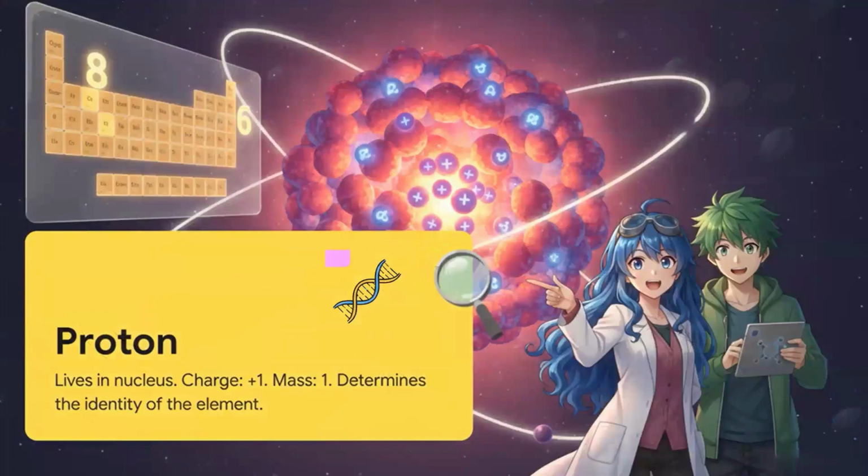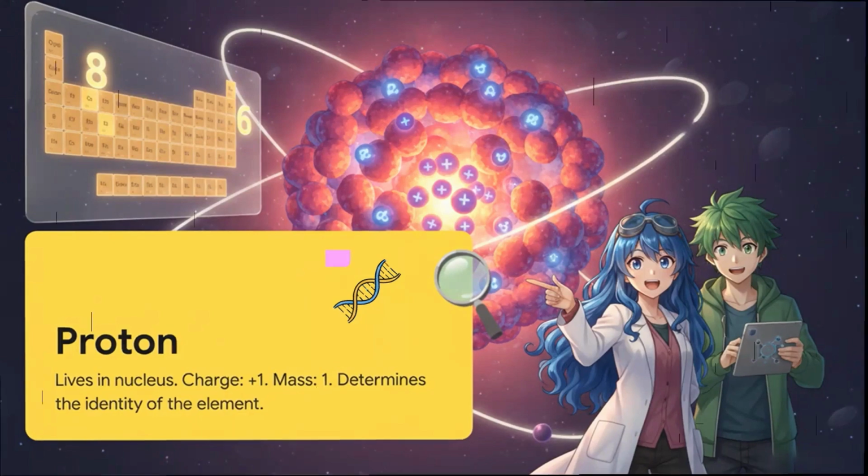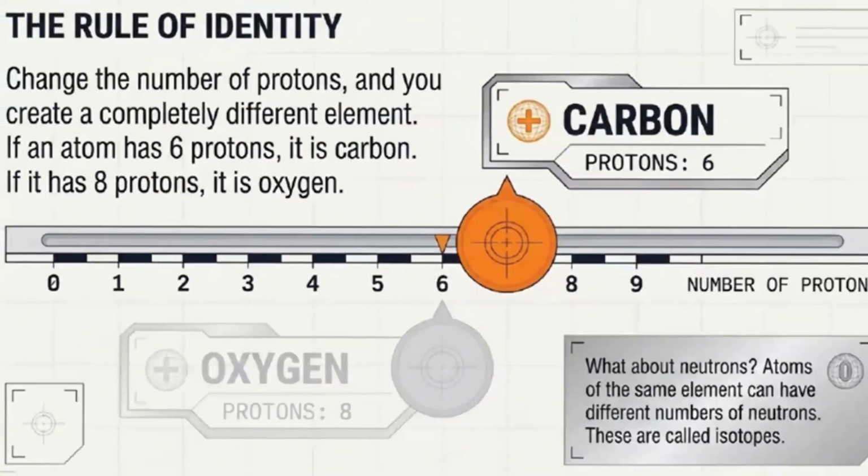First one is the proton. It lives inside the nucleus. Charge, +1. Relative mass, 1. And it determines the identity of the atom. For example, if an atom has 8 protons, it's oxygen. If it has 6 protons, it's carbon. Change the number of protons and you create a different element. The number of protons indicates which element it is.